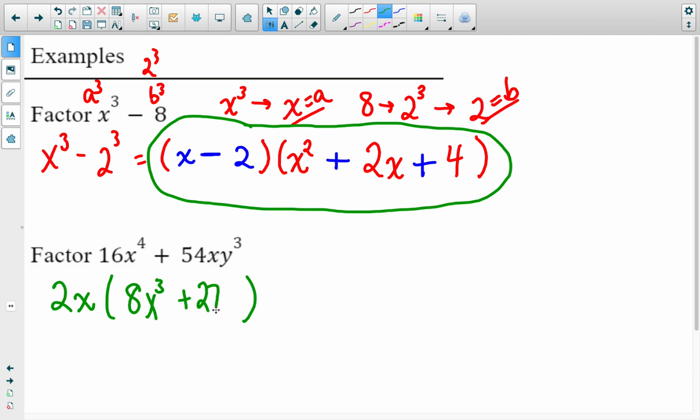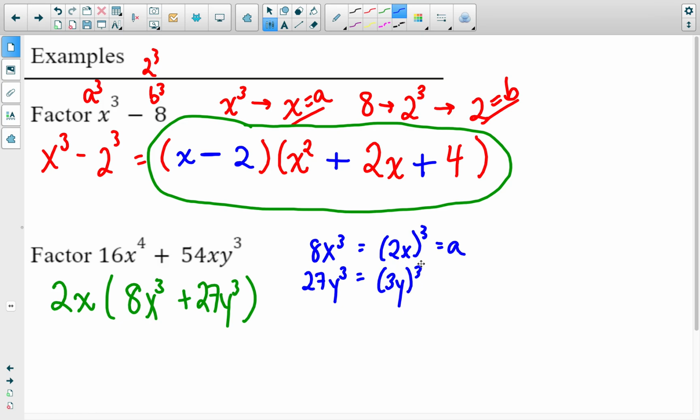plus 27y cubed. And now, this part that's in parentheses right here, we have a lot of perfect cubes. So 8x cubed can be thought of as 2x in parentheses, raised to the third power. That's going to be our a term. 27y cubed can be thought of as 3y in parentheses cubed. Remember your exponent rules. If we want to make sure that we're cubing the 2 and the 3, we have to put that in parentheses. And that's going to be our b term.